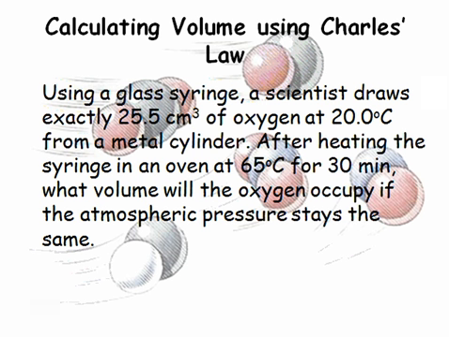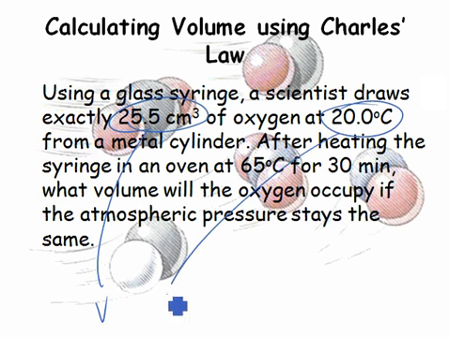So if we look at calculating using Charles' law, for example, you may get questions like this one. Using a glass syringe, a scientist draws exactly 25.5 centimeters cubed of oxygen. So this would be your volume. And at 20 degrees Celsius, so that's your temperature, of course. After heating the syringe in an oven at 65 degrees, so we're assuming this is our final temperature, for 30 minutes, what volume will the oxygen occupy if the atmospheric pressure stays the same?